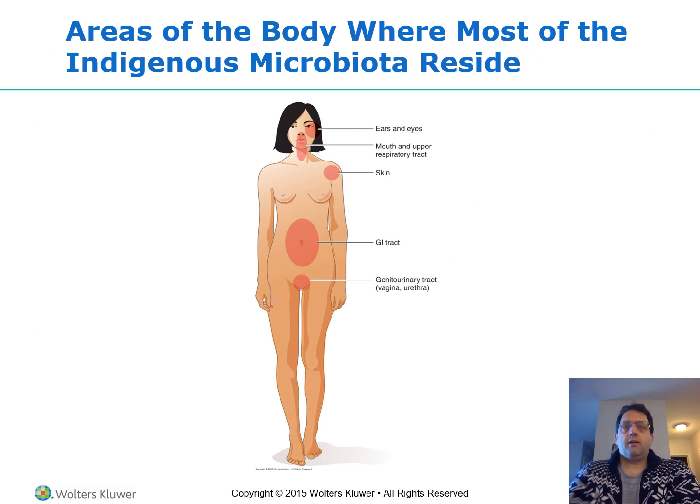So areas of the body where most of the indigenous microbes live: your skin would be a huge part. Your GI tract would probably be the biggest one. Mouth and upper respiratory tract, eyes, ears, and then the genital urinary tract, specifically the vagina, to a lesser degree the urethra.